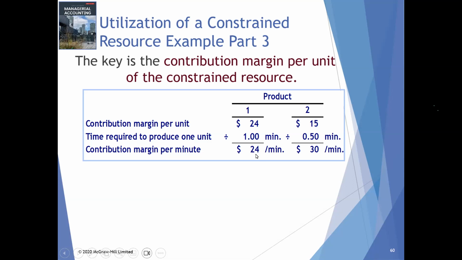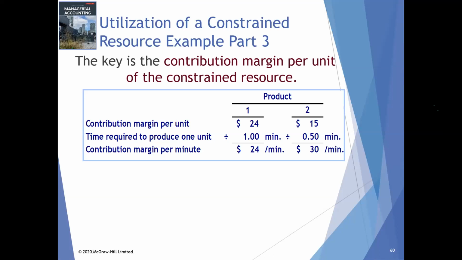What are we going to do? We are going to divide by the time in minutes. In 1 minute we are going to produce 1 unit of this product, and in half a minute we are going to produce 1 unit of the other. It means if we calculate the contribution margin per minute that we will earn, it will be $24 in 1 minute, and here $30 in 1 minute, because we are taking the base.